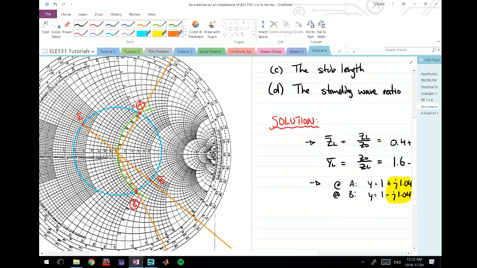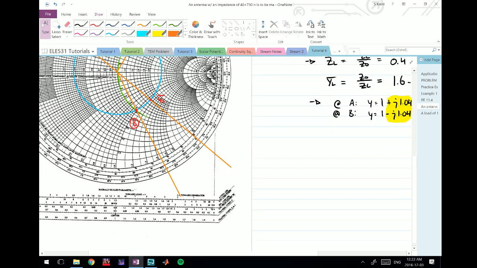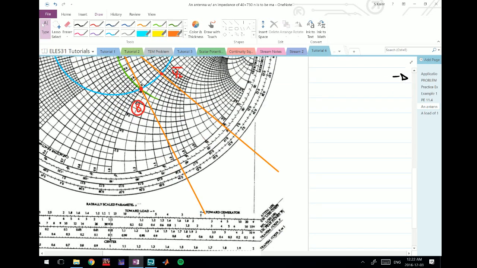I'm going to do the exact same thing at the bottom. I'm going to find 1.04 along this bottom circle, and mark it right along the edge of the Smith chart circle here. That looks close enough. We call this point A prime, because it's opposite of A. If A is on the top, A prime is at the bottom. If B is at the bottom, B prime is at the top.